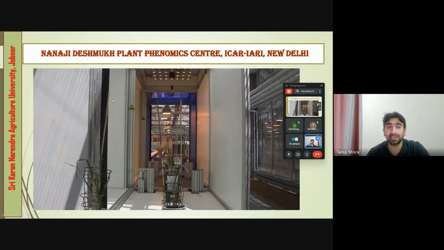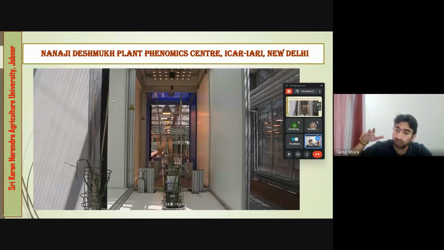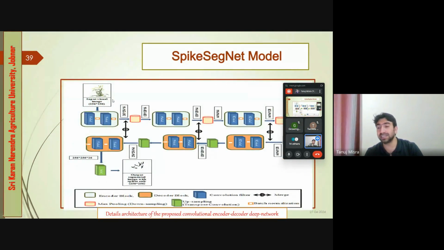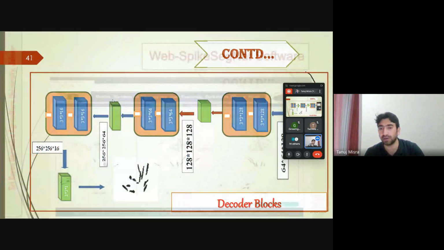So here is the Nanaji Deshmukh Plant Phenomics Center at ICAR-IARI. You can visit it. There are 4 imaging chambers. Through conveyor belts and robotic facilities, plants come in automatically. Images are captured automatically, and these images are forwarded to the server for analysis. Here I have developed an algorithm. This is a snapshot of my process, and this is the deep learning model. We have also used this convolution technique. I'm not going into the details of it.